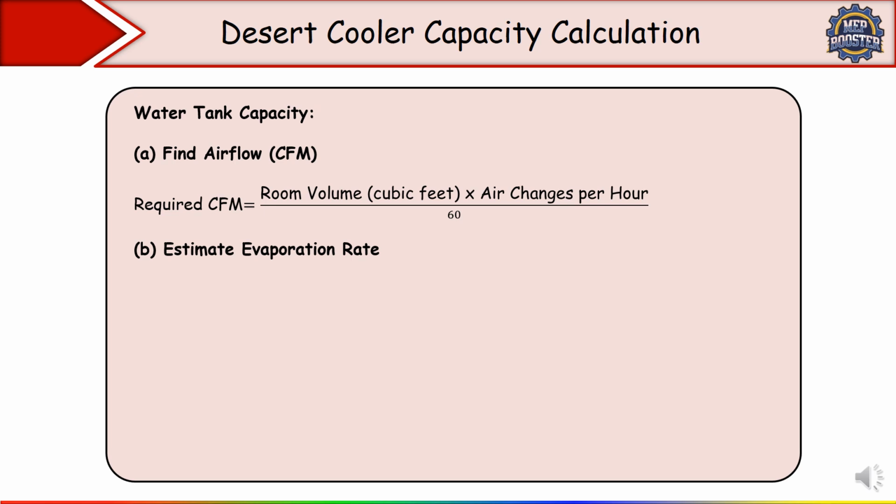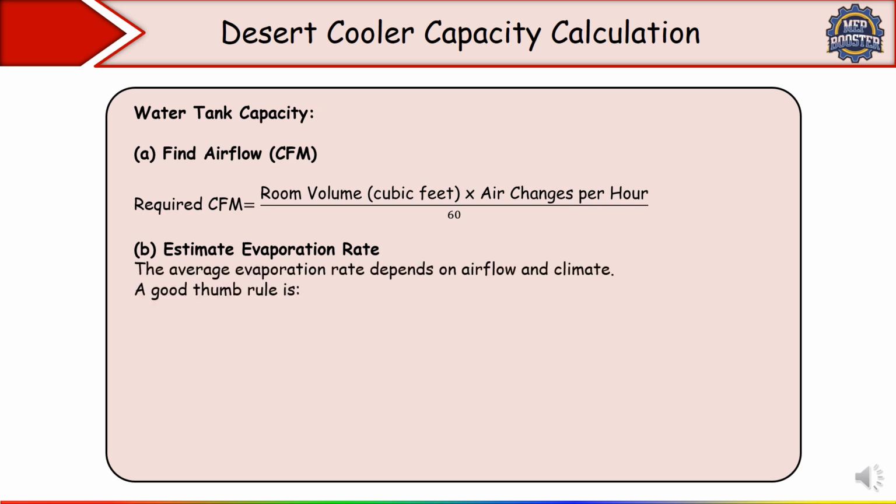The second step is to estimate evaporation rate. Okay. So what does this mean? See, this calculates how much water evaporates per hour, since cooling happens only when water evaporates from pads. So the average evaporation rate depends on airflow and climate. A good thumb rule is what? Water consumption in liter per hour is equal to 0.015 into required CFM.